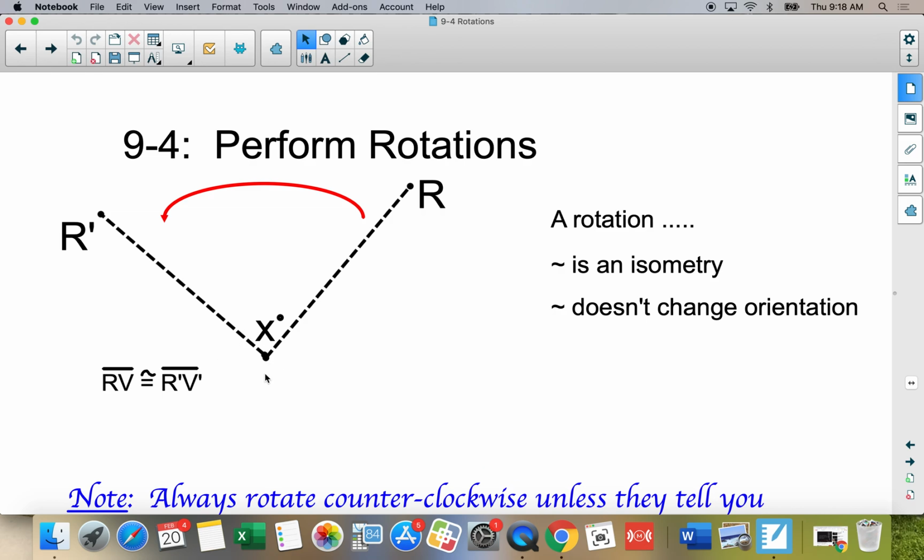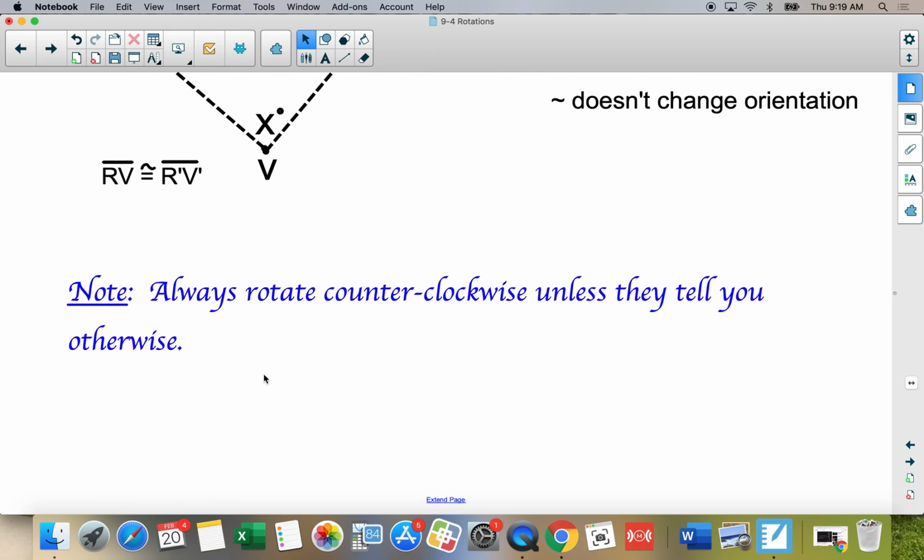An example would be, I'm going to put a V here, okay? Let's call this line segment RV, and this other one R prime, and then it would be V prime. And again, I rotate it counterclockwise. The line segment itself would stay the same. Okay, it would be the same size. It would just rotate, it just moves over. Note that we always rotate counterclockwise unless they tell you otherwise. They will actually tell you to rotate this clockwise. But for the most part, we assume counterclockwise. Questions?